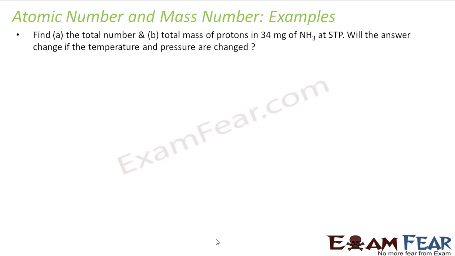Let's take one example. We have to find the total number and total mass of protons. Please note here the hero is proton, for 34 milligram of ammonia at standard temperature. The question is, will the value change if you change temperature and pressure? Similar question, instead of neutron we have proton here and we have ammonia. Same thing we'll do here.